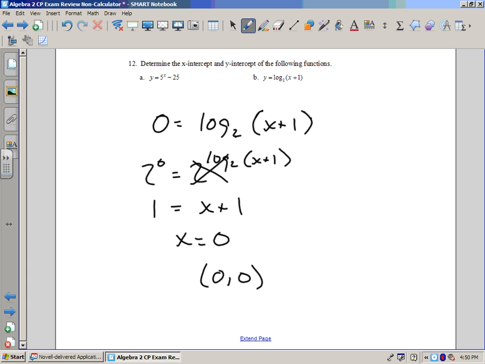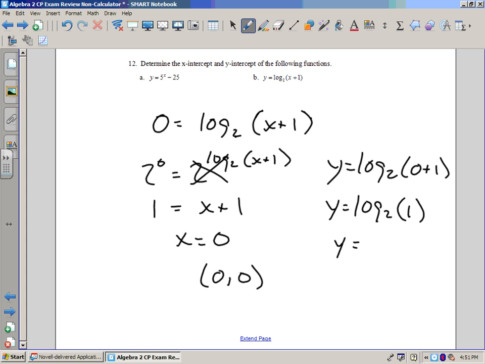Maybe we'll just check that by trying to go the other way around. Let's set x equal to 0 and see if we get a 0 for an answer also. Y is equal to the log base 2 of 0 plus 1. Y is equal to the log base 2 of 1. 2 to what power is equal to 1? The answer is 0. Sure enough, 0, 0 is the x-intercept and the y-intercept, crosses right through the origin.